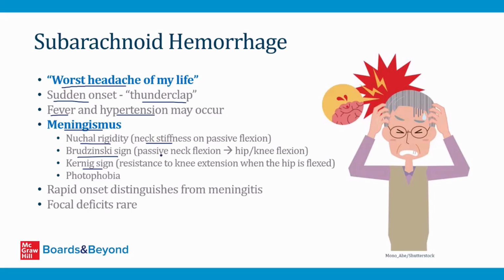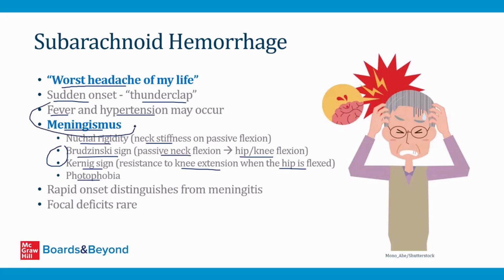Brudzinski's sign is when you passively flex the patient's neck and they move their hips and knees in response because that causes the pain to go down. Kernig's sign refers to resistance to extending the knee when the hip is flexed. And I talk about both of these things in more detail in the video on meningitis. And then finally, photophobia can also occur as a sign of meningeal irritation.